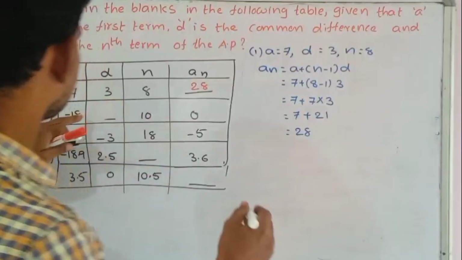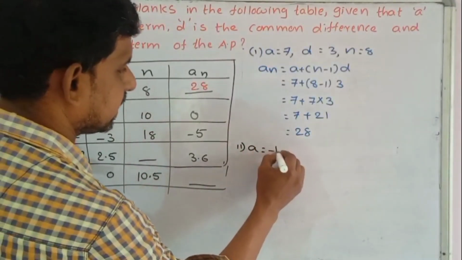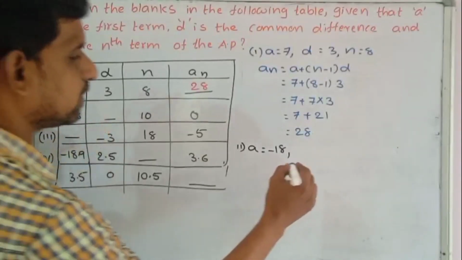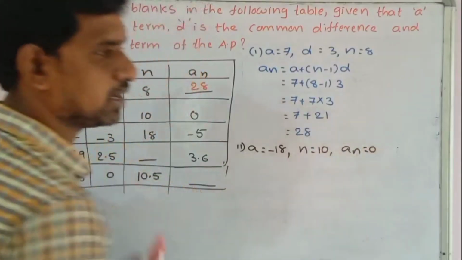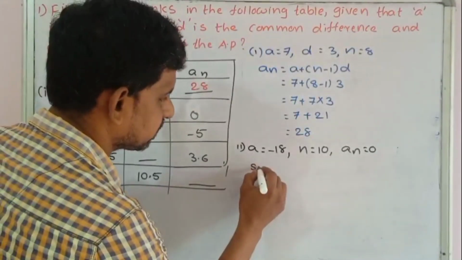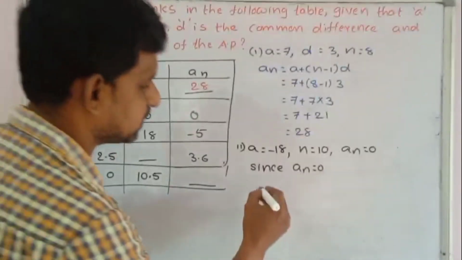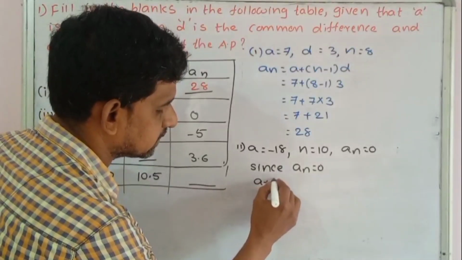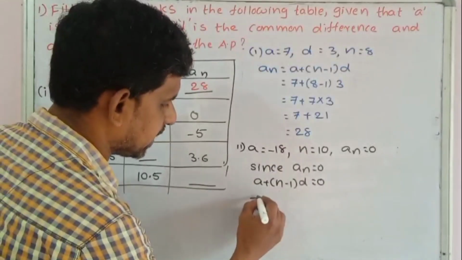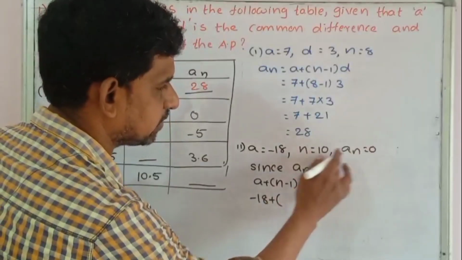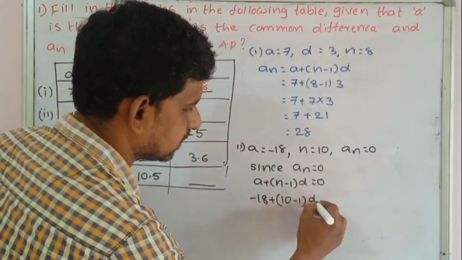See the second one. a equals minus 18. I don't know the value of d. n equals 10, an equals 0. Since an equals 0, we will find the value of d. An equals 0 means, what is the formula of an? a plus (n minus 1) into d equals 0. a value minus 18 plus n value 10, 10 minus 1, d value, we will find d only, equals 0.